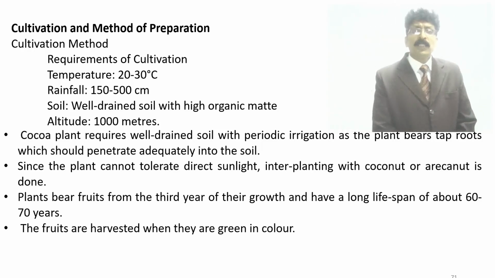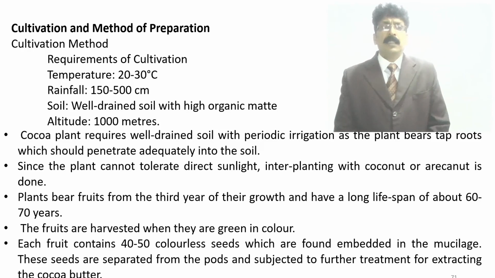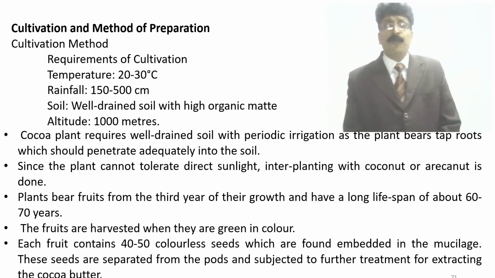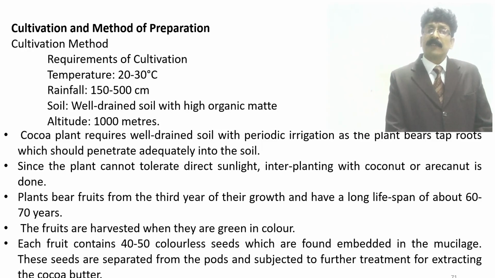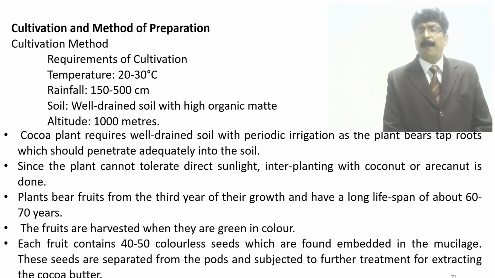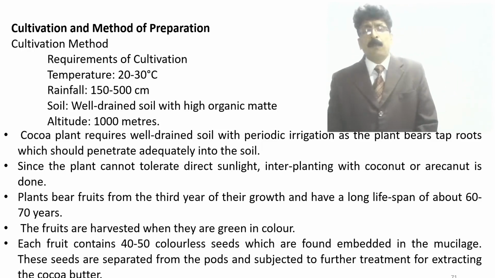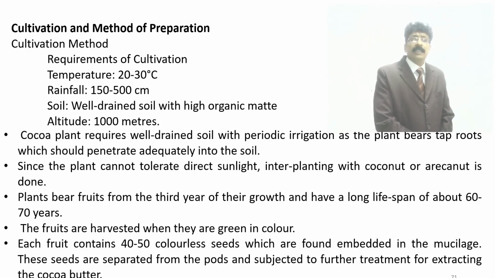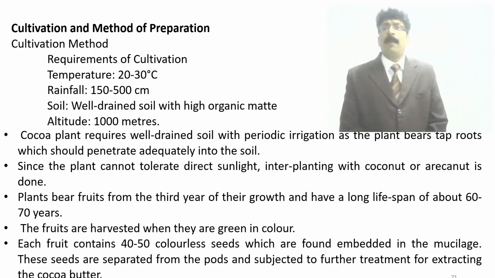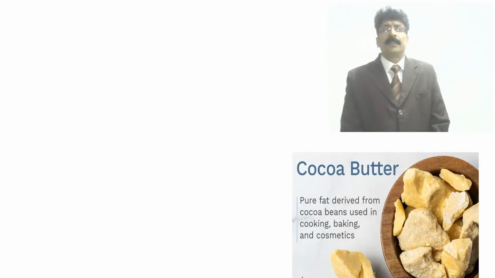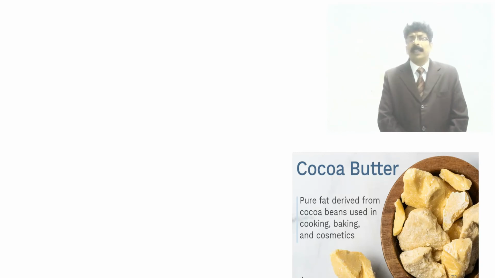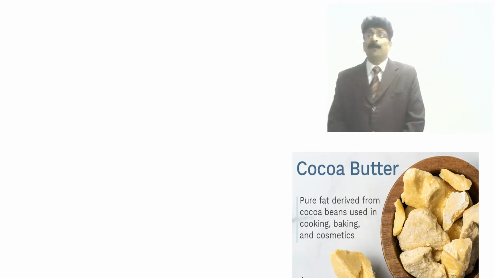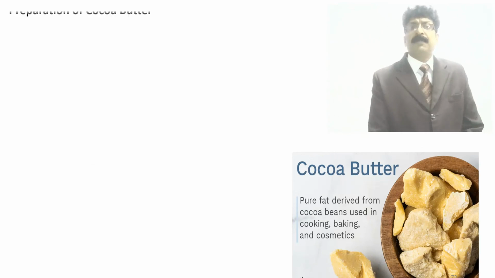The fruits are harvested when they are green in color. The fruit contains 40 to 50 colorless seeds which are found embedded in the mucilage. These seeds are separated from the pods and subjected to further treatment for extracting the cocoa butter. Cocoa butter, pure butter: you can see the color of the pure butter which is available in the market, the picture which I have shown.